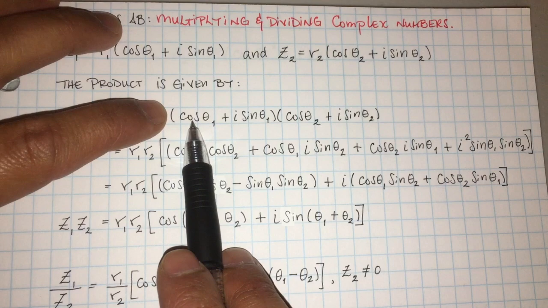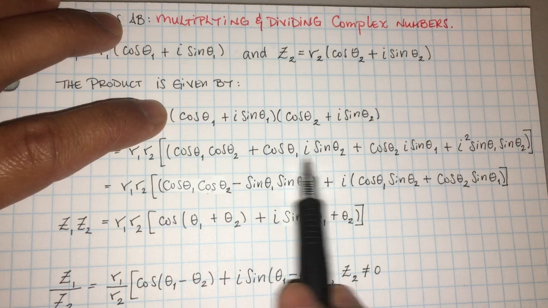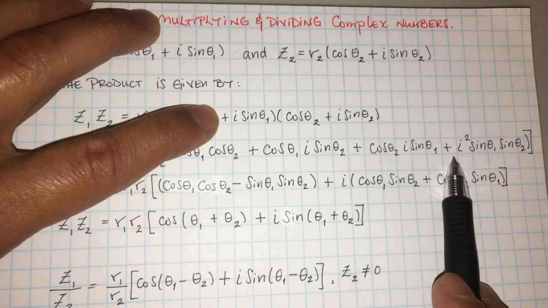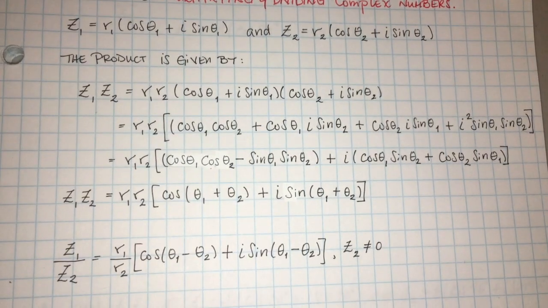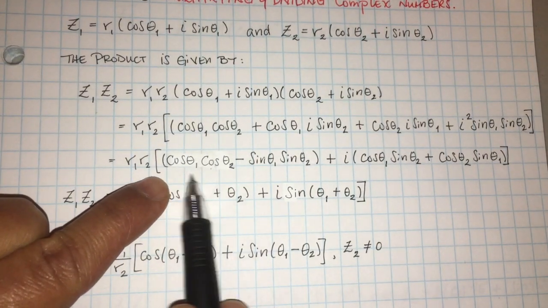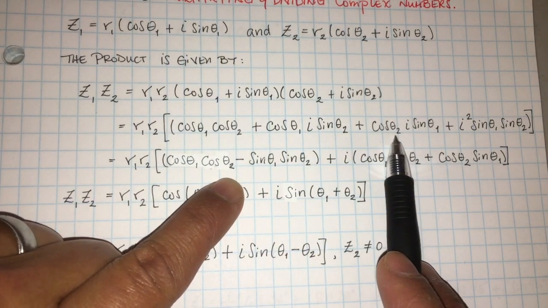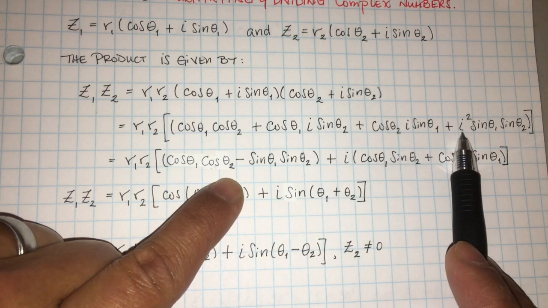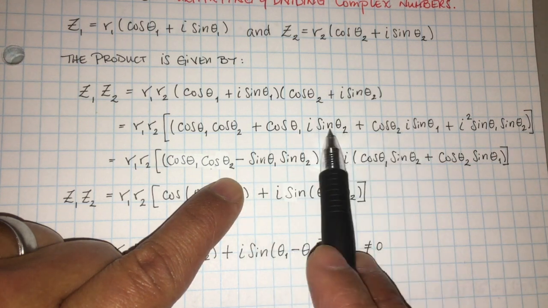So this cosine theta of the first angle times this cosine theta gives me this. This times this gives me this. And then i times i is i squared, with sine theta 1 times sine theta 2. Let's simplify that some more. This stays the same, and here I'm going to have two of these, and we're going to add them. But i squared is equal to negative 1, so we have negative 1 from here, times sine theta 1 times sine theta 2. So I put it over here, and these go together.